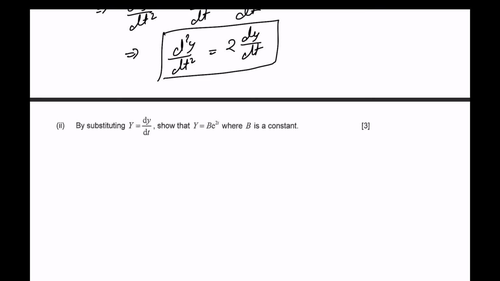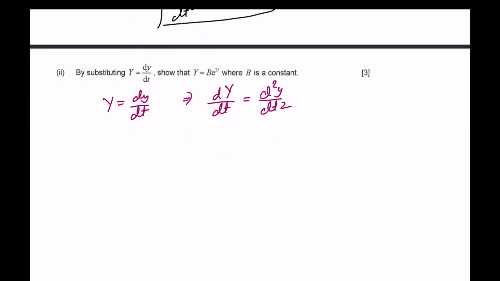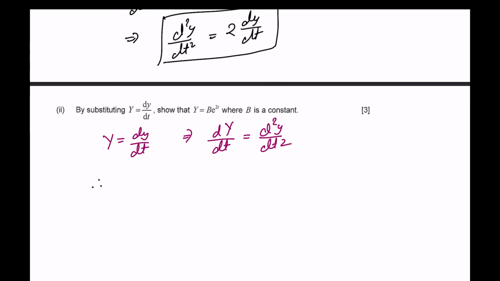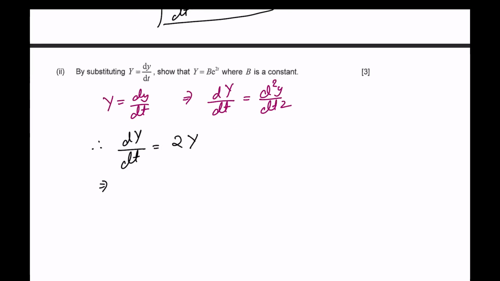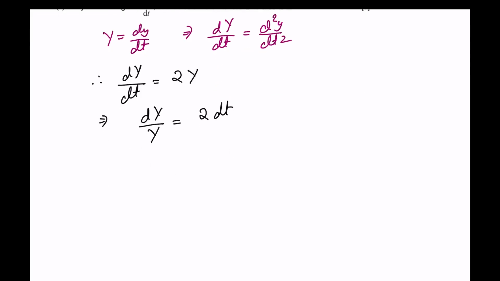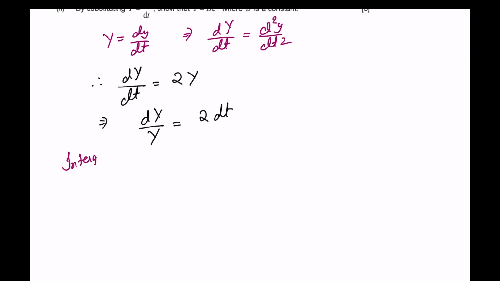So here we have to substitute capital Y as dy by dt and show that Y will be equal to b e to the power of 2t. Okay, that's fine. So Y is dy by dt. So basically d of capital Y by dt will be equal to d2 of small y by dt squared. So what happens to this equation? The left hand side will become d of capital Y by dt, and the right hand side will become 2 times capital Y. Now it's a pretty simple integration.